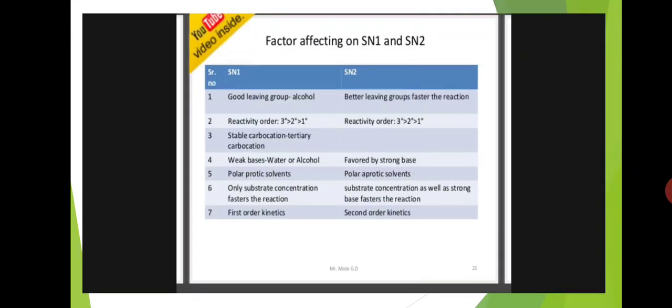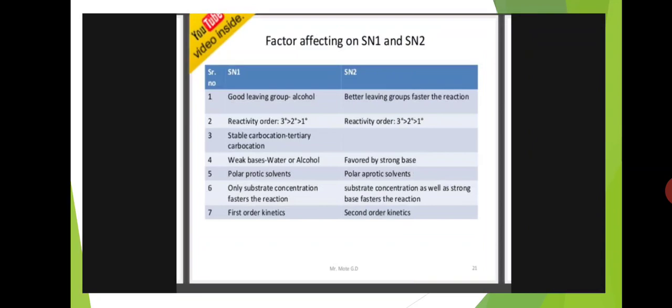Next are the factors affecting SN1 and SN2 reactions. In SN1 the first factor is a good leaving group, such as an alcohol. In SN2 a better leaving group fosters the reaction.